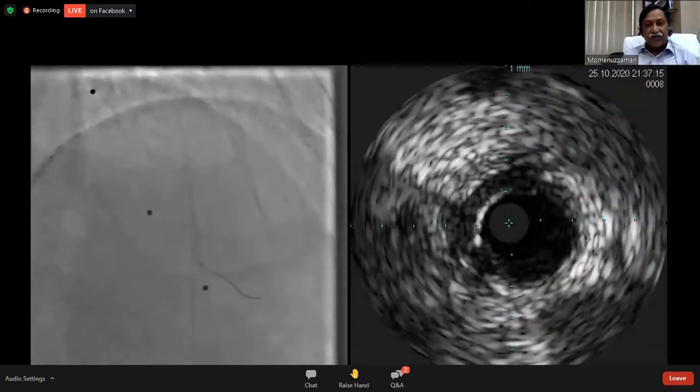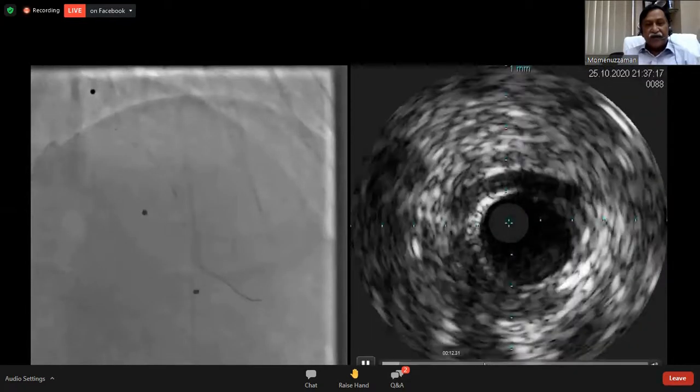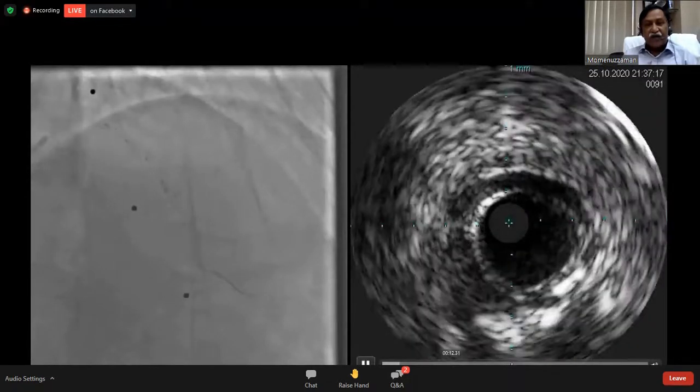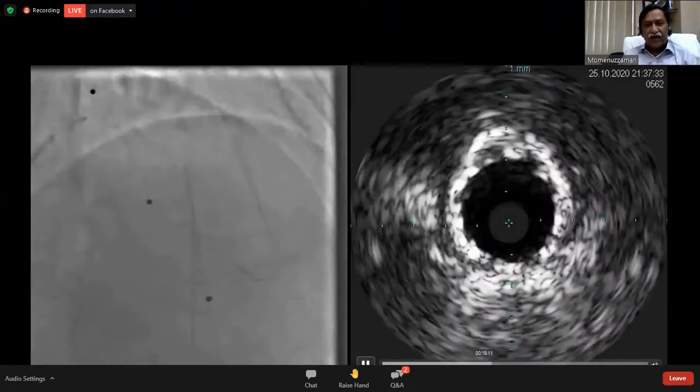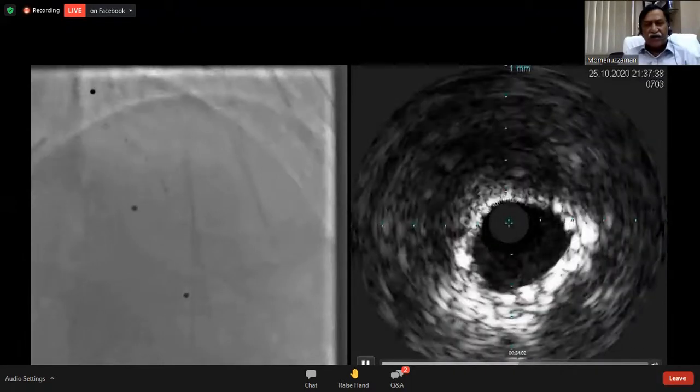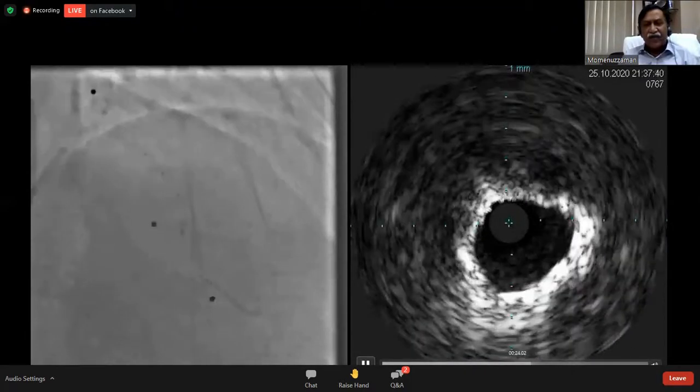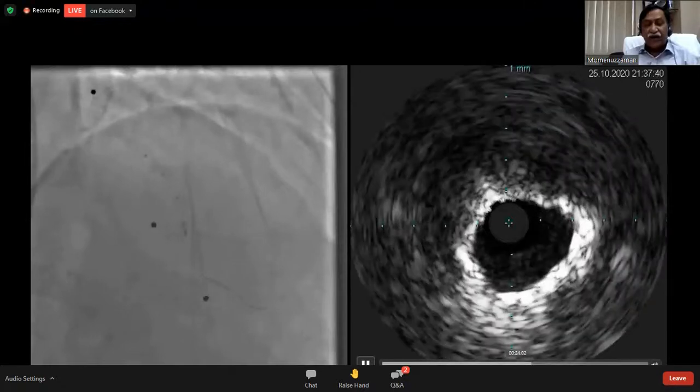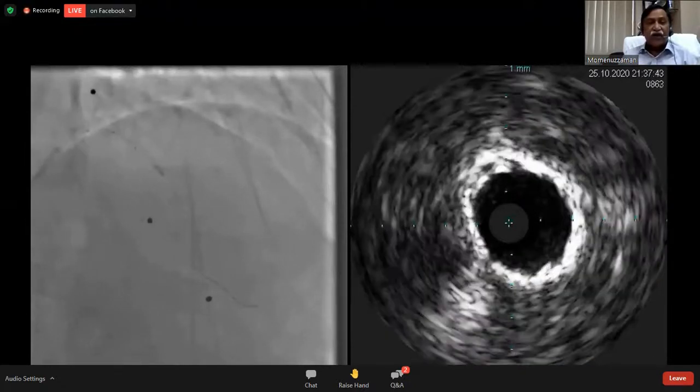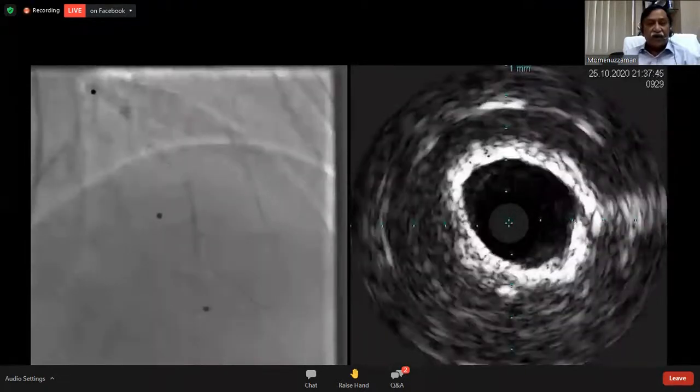The intravascular ultrasound shows the stented segment is well expanded, and this is the proximal part, with slight incomplete expansion at the middle part. It was further dilated with a small size balloon, and this is the final result.